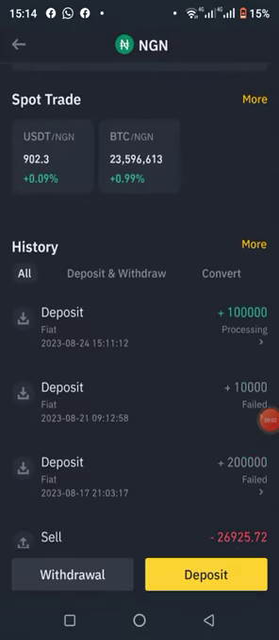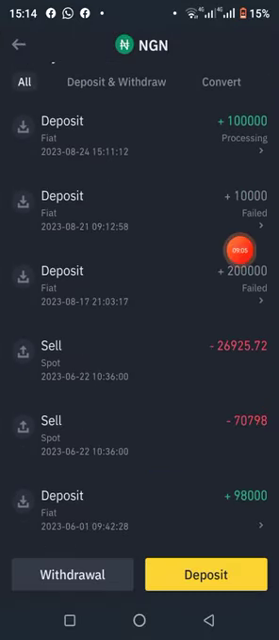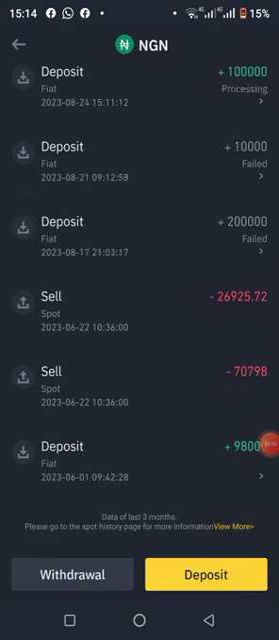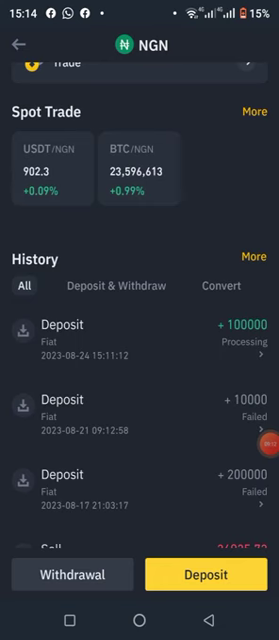Then you see the history of deposit you have done. The history of deposit. See, I've sold, I have bought. You have seen, I have bought, I've sold. So this is it. This is where you see the history of your deposit. Right? You can see this one that I'm currently doing now is still processing. So I will need to cancel it.